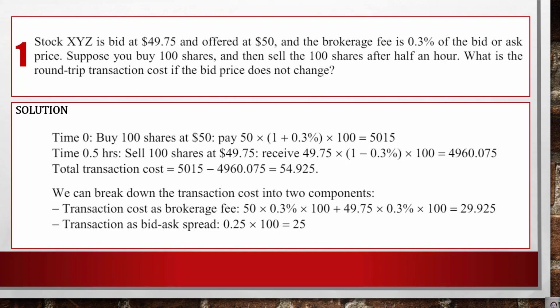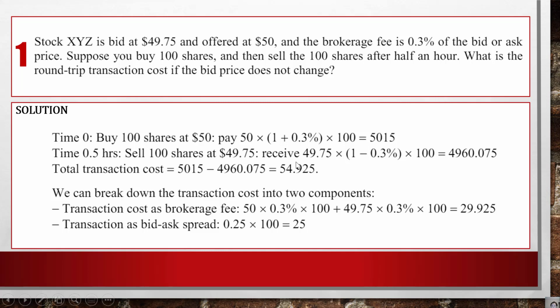This is a very easy problem. Here at time zero, you buy 100 shares at the price of $50 because they offer $50. So $50 is the price at time zero. You buy 100 shares, so you have to pay 50 times 100 and then times 1 plus 0.3% because the broker fee is 0.3%. So the whole thing we have to multiply by 1 plus 0.3%.